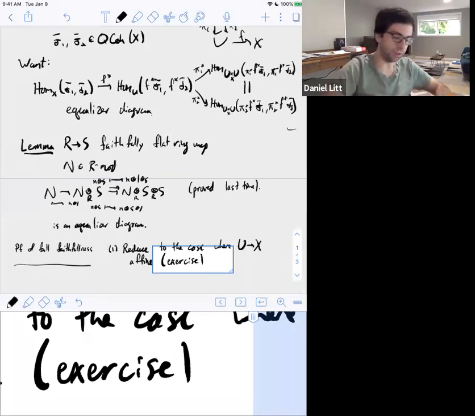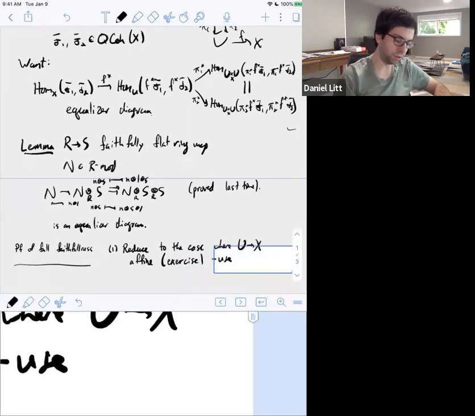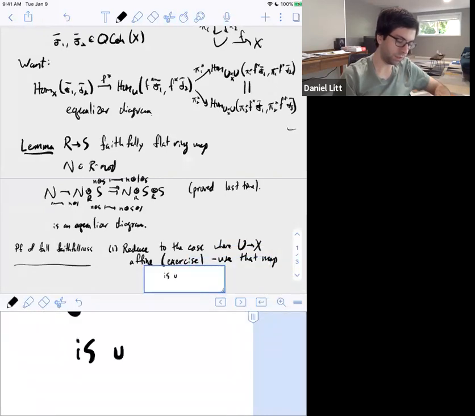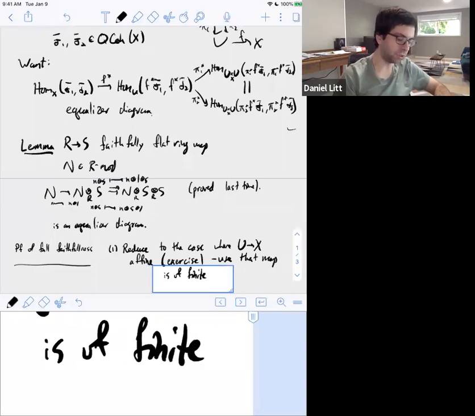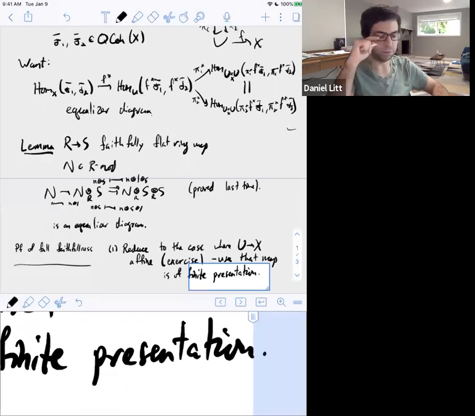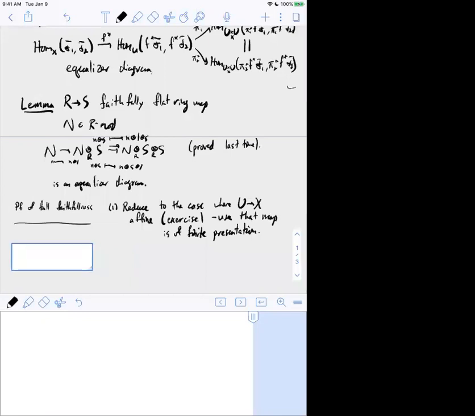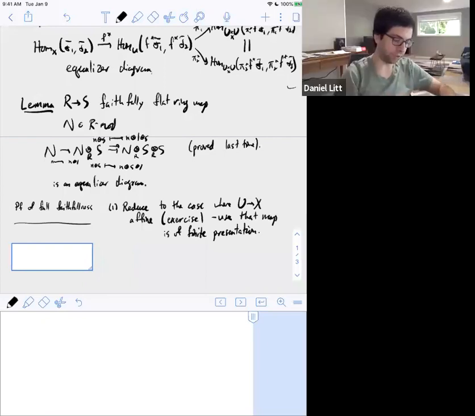So this exercise is going to use that your map is of finite presentation. In fact, it'll use a little less than that, so it'll use that the map is quasi-compact. So in fact, you'll see that this theorem, which I've been stating for Fppf morphisms, and that's just because we've defined an Fppf site, is actually true for Fpqc morphisms. So that's faithfully flat and quasi-compact. Cool. So that I'll leave for you as an exercise.